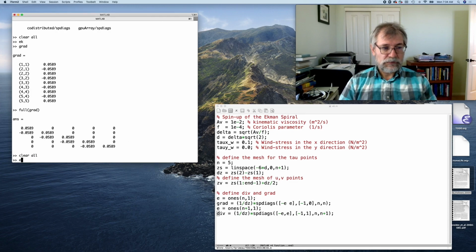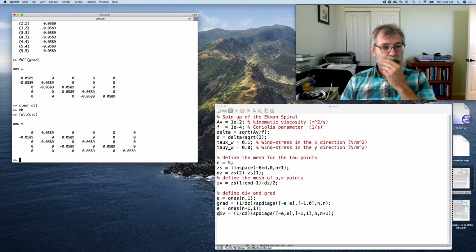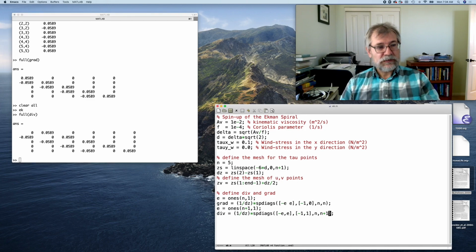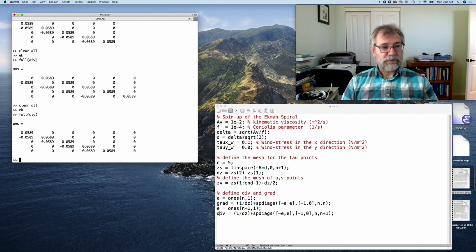Clear all. So full divergence. Oh, not minus 1, 1, minus 1, 0. Right, see how here the main diagonal is all zeros? That's because I made a mistake. I populated my vectors of minus 1 and 1 on the minus 1 and 1 diagonal instead of the minus 1 and 0 diagonals. So let me try again. Clear all, full divergence. Yeah, that looks better.